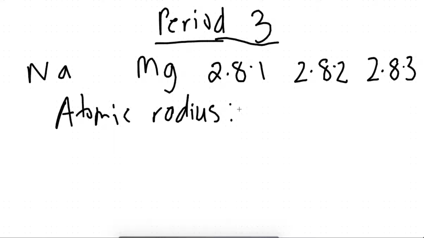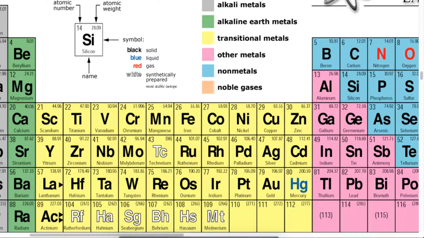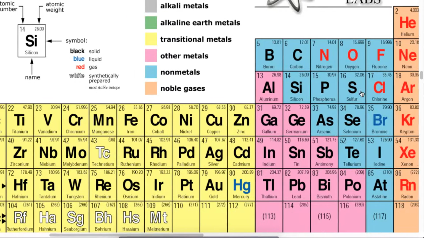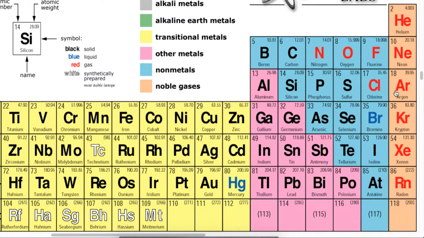So how do we know the trend? Guess what guys, for periods the atomic radius decreases. This is one different thing across a period. What that basically means is that sodium's atomic radius is the highest in period 3 and argon's atomic radius is the lowest in period 3, and it decreases from sodium, magnesium, aluminium, silicon, phosphorus, sulfur, chlorine and argon.